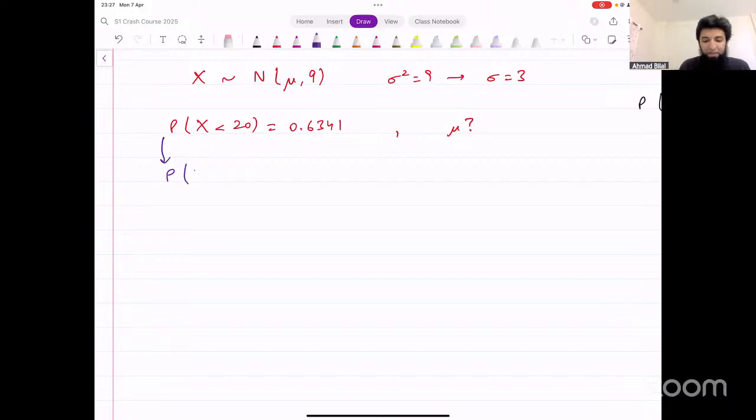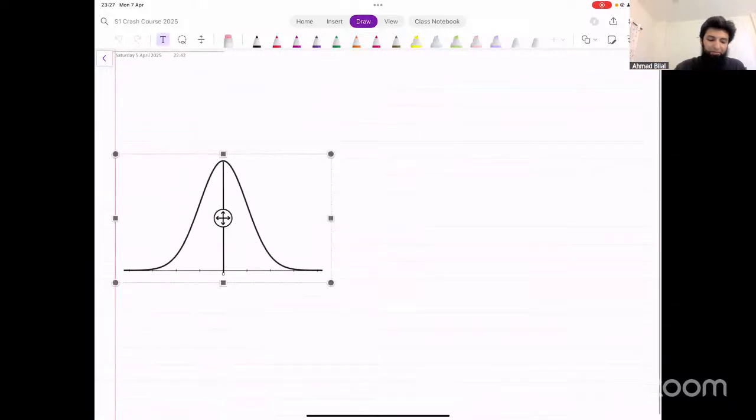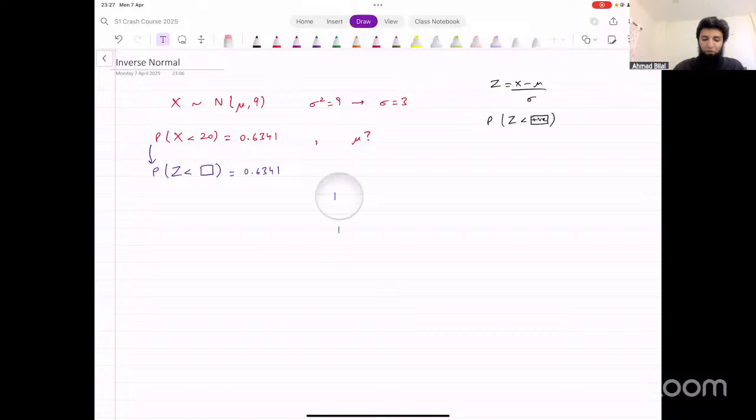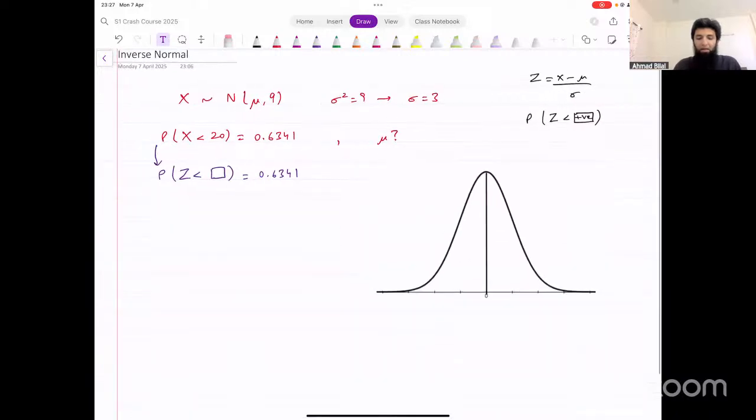But what z value does this correspond to? Let's find that z value first of all. If x is less than 20, what's the corresponding z value for that? Now, how do you figure that out? This is the normal distribution curve, right? First of all, what we do is we write it in z form like this. Okay. The probability is 0.6341. We need to find the z value from the table.